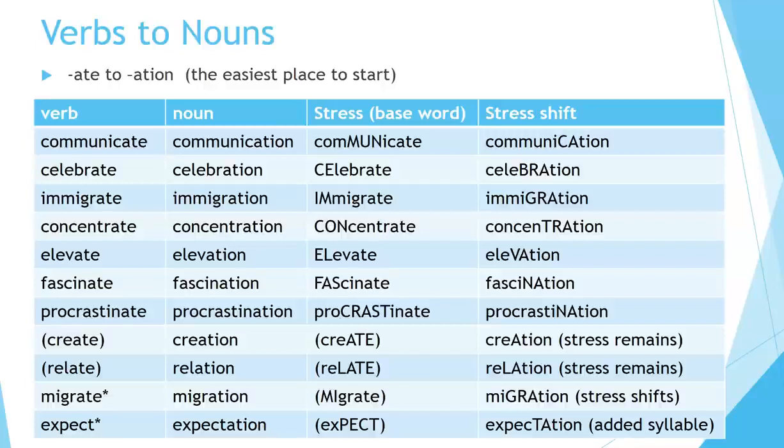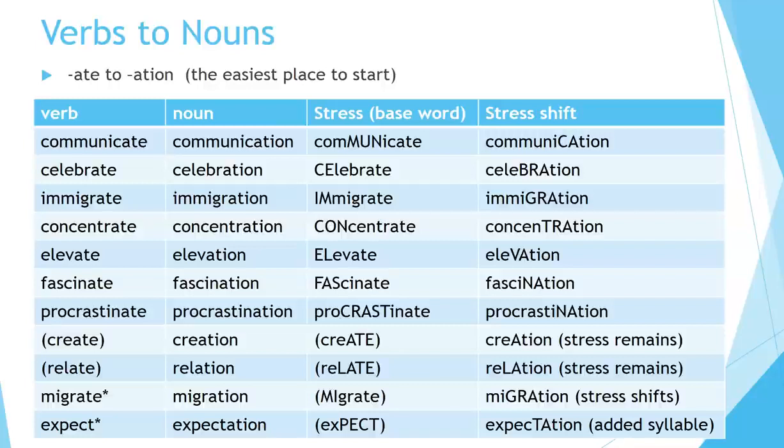Notice that in the last column, with the TION, the stress comes right before the ending. So it's the second to the last syllable, communication. Now with the verb form, it comes in the third to the last syllable. So for example, celebrate, immigrate, concentrate, elevate, and fascinate. They're all 3-syllable words. So the third syllable from the end is actually the first syllable of these words.